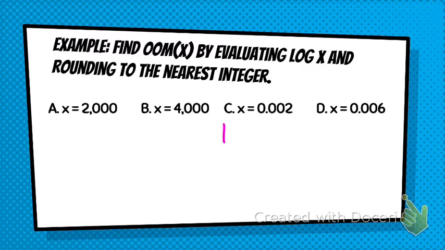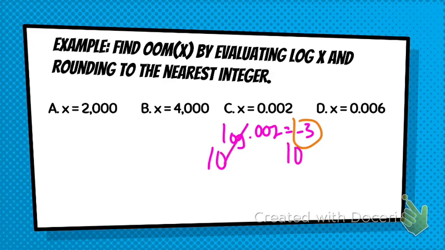All right, let's look at this. So we have the log of 0.002. What does that equal? The log of 0.002 is about negative 2.69, so that's going to round to about negative 3. So our order of magnitude is negative 3. Once again, I'm going to write that this way and say that 0.002 is approximately 10 to the negative third.